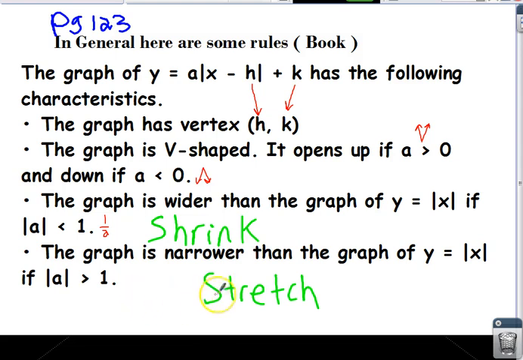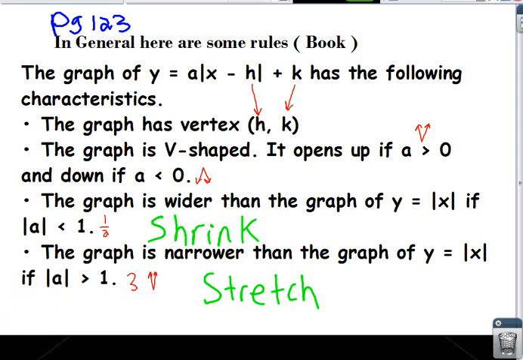The graph is narrower than the graph of y equals absolute value of x if the absolute value of a is greater than 1. Meaning, if you have a positive number, like a 3 out in front, your absolute value is going to be skinnier, stretched up. Like you reach your arms to the sky, they're going to stretch upward and your arms are going to get closer and closer together. That's how that works.